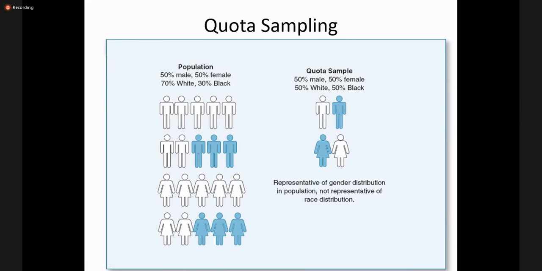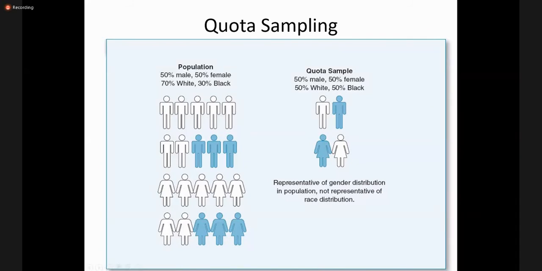So if you take a sample of 70-30, it makes a proportionate quota sampling for white and black. But if you take a sample of 50-50, it makes a disproportionate quota sample for the races. The male and female sample is an example of a proportionate quota sample. So here is overrepresentation of black in the sample and underrepresentation of white. So it is representative of the gender distribution of the population, but not representative of the race distribution, right?